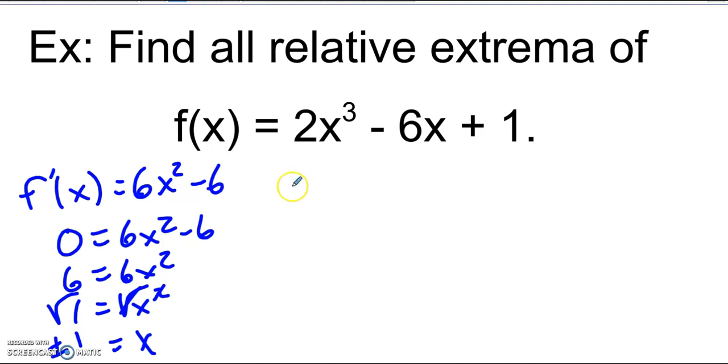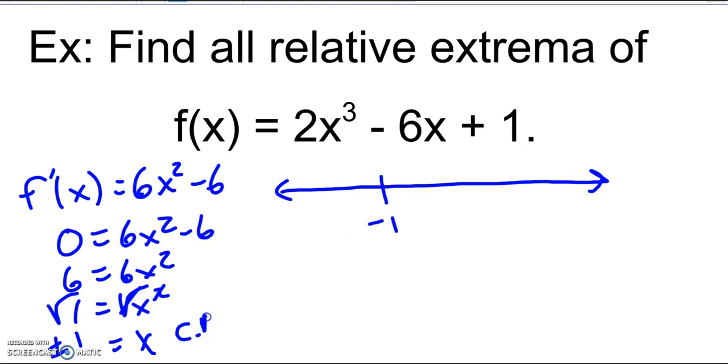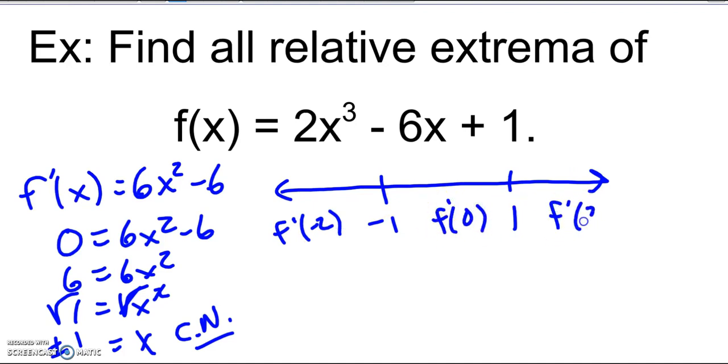So just like what we did with our increasing and decreasing intervals, let's go ahead and put our critical numbers, which are 1 and negative 1, on that number line. And then we're going to pick values that are less than negative 1, in between negative 1 and 1, and above 1. So I'm going to, again, just pick negative 2, 0, and 2.